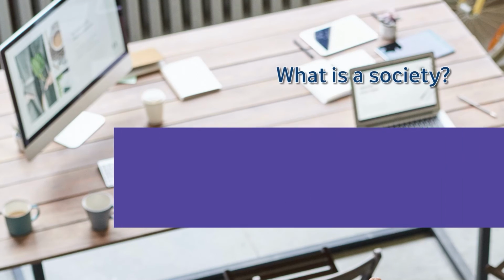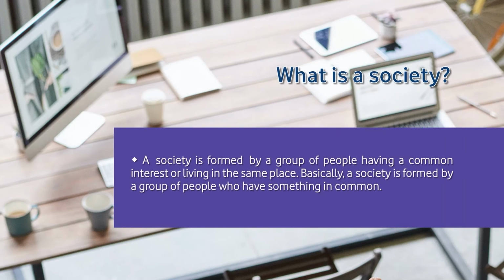Of course, the definition of society is quite complex, but in a simpler way, the standard definition which has already been given is this. A society is formed by a group of people having a common interest or living in the same place. Basically, a society is formed by a group of people who have something in common.